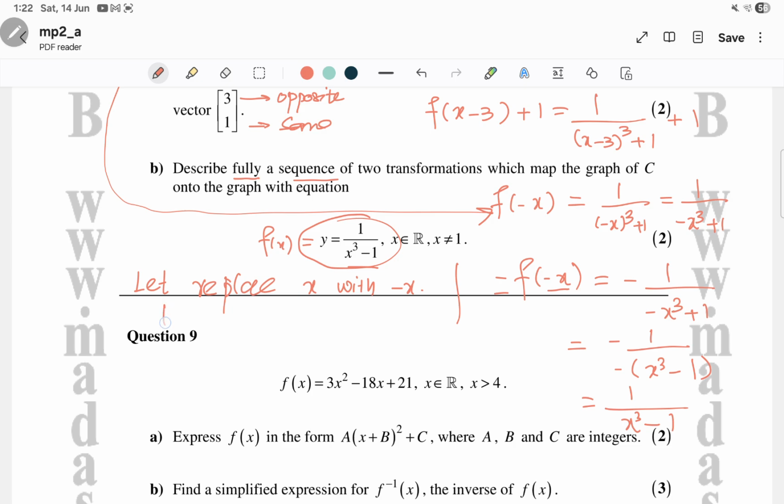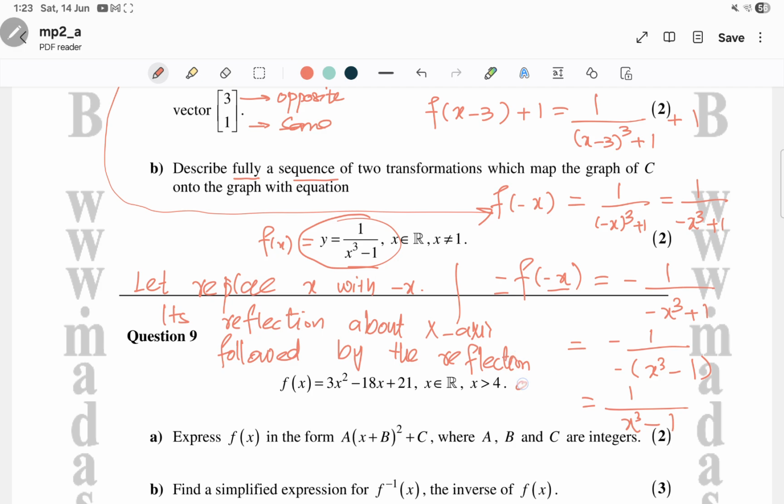So it's a reflection about the x-axis followed by a reflection about the y-axis.